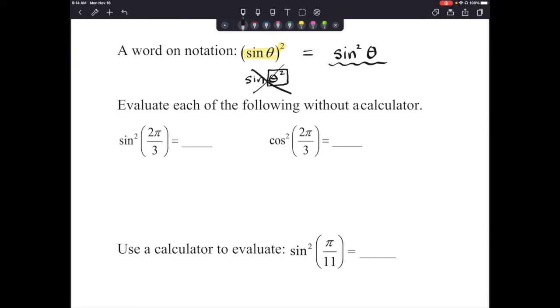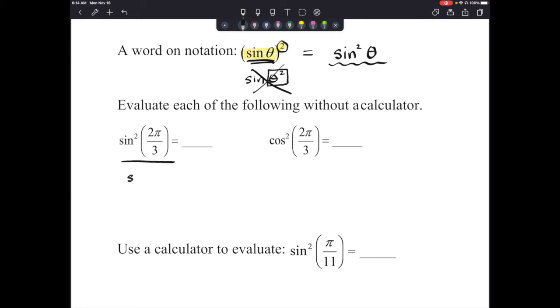We're never squaring the angle measure. Okay, so that's why we write sine squared theta, because we're going to take the sine of theta and then we will square it. So don't square the angle measure, square the sine of the angle measure. It says, evaluate each of the following without a calculator. So this one says sine squared of 2 pi over 3.